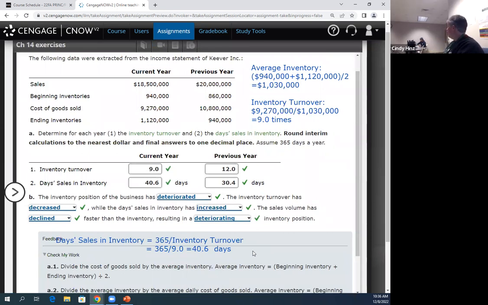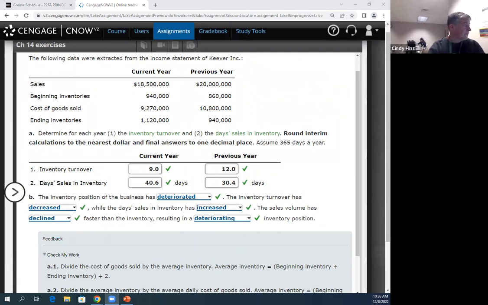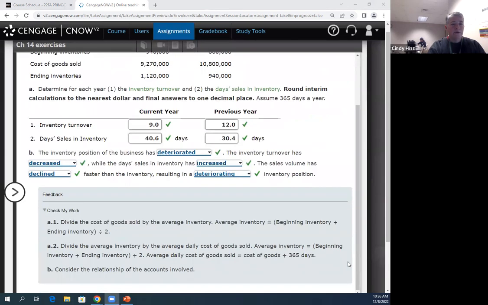Any questions about inventory turnover, how we might read that, what kind of decision-making it can help with? All right, we'll keep going then.